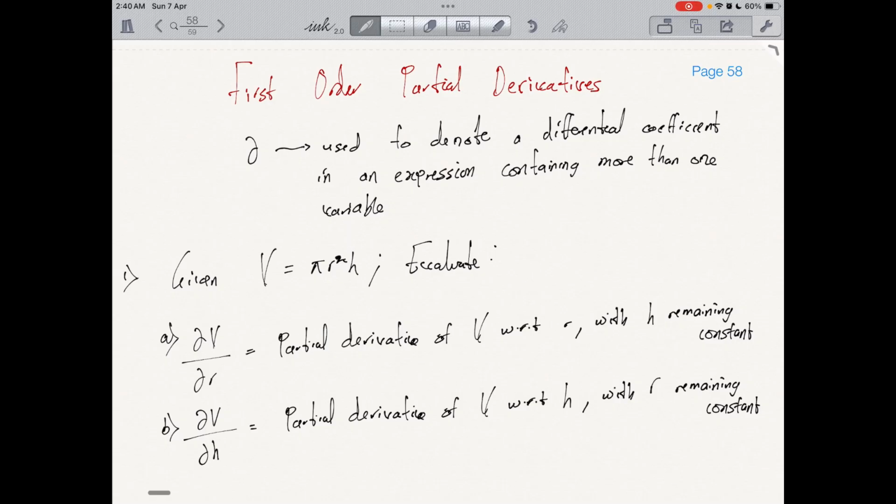Partial differentiation, a curly d, is used to denote a differential coefficient in an expression containing more than one variable.